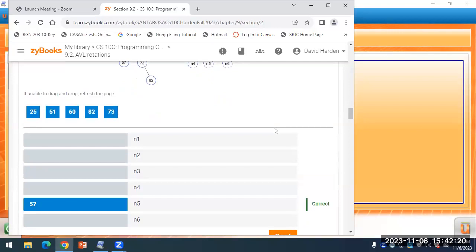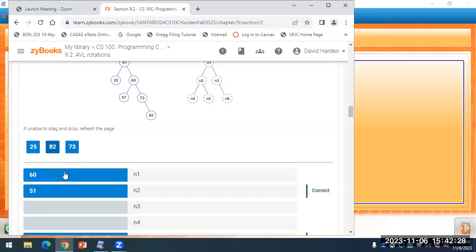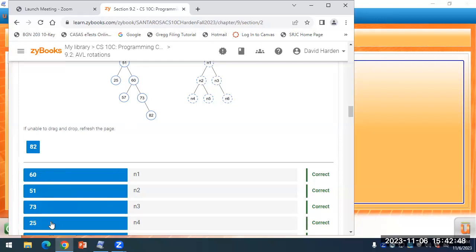Because we're picking up the 60. Picked up the 60. 51 is on the left. 73 still on the right. So 60, 51's going to be on the left, 73 is going to be on the right, 25 is going to be on the left of 51, just like it was before. The 82 just stays where it was, right? We picked up the 60, you put it here, so the 73 and the 82 stay.